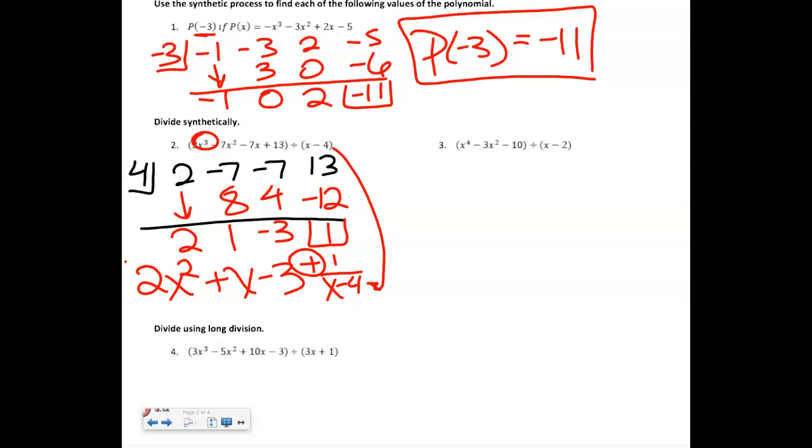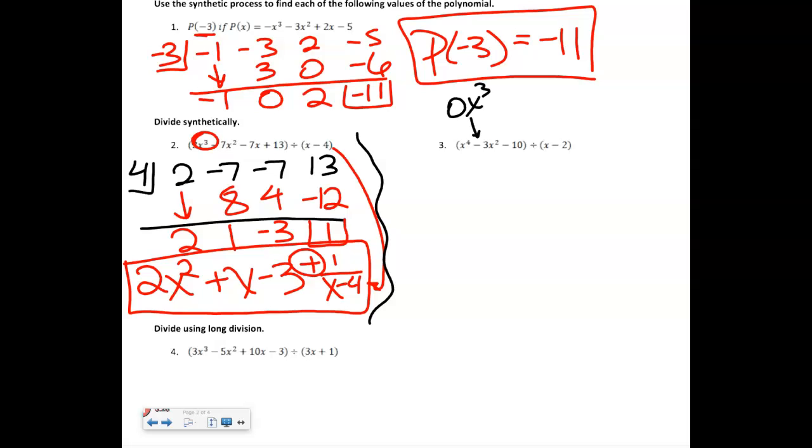Okay, number 3, we're going to synthetic divide again, but before I even start this one, what do I notice? We're missing stuff. Okay, so we're missing stuff, so always look for that, because if you don't put in that missing stuff, everything's going to be wrong. So I see I'm missing 0x to the third, and we're missing 0x. Okay. Again, what do I need to do to the -2? Flip it, okay? So I'm going to have +2, and then make sure you put in all of those extra zeros.